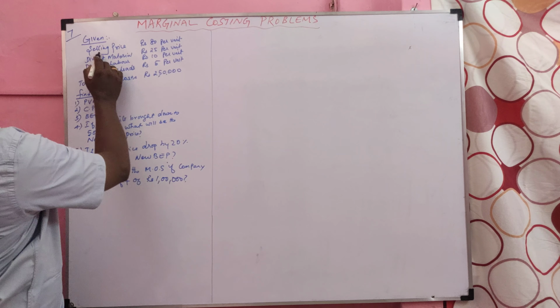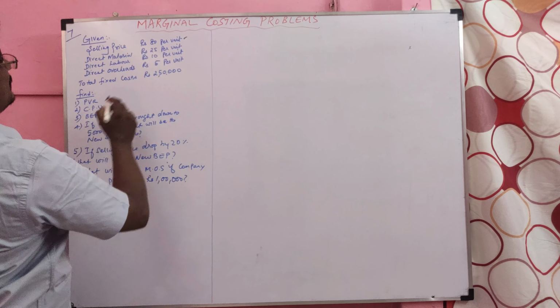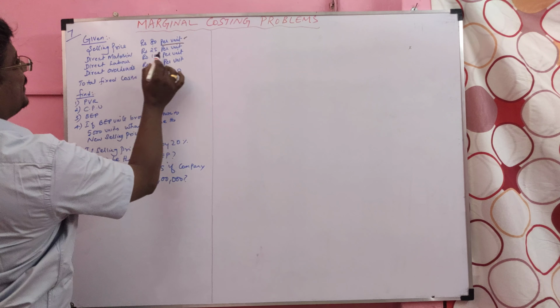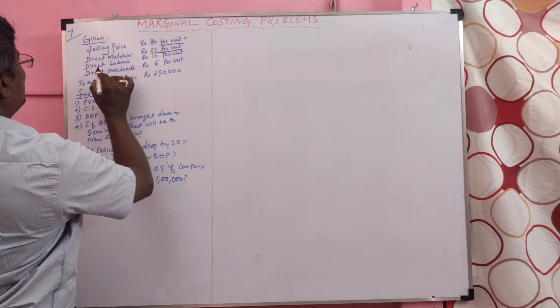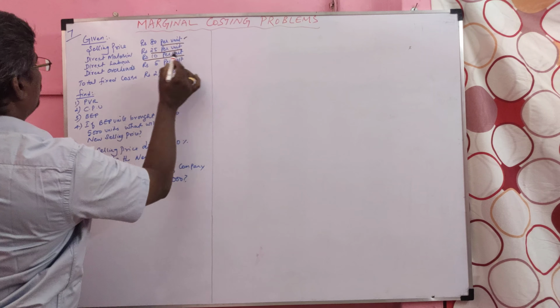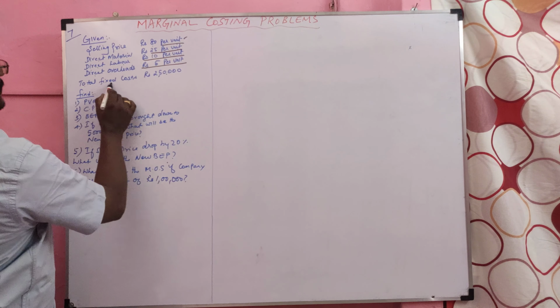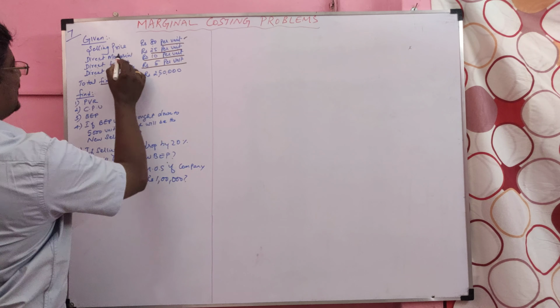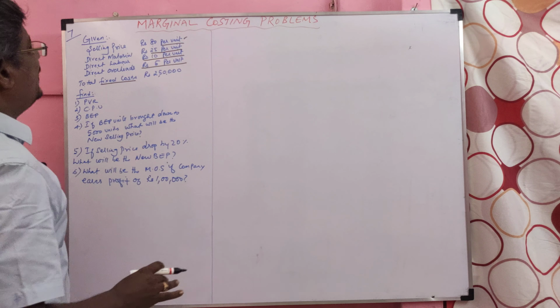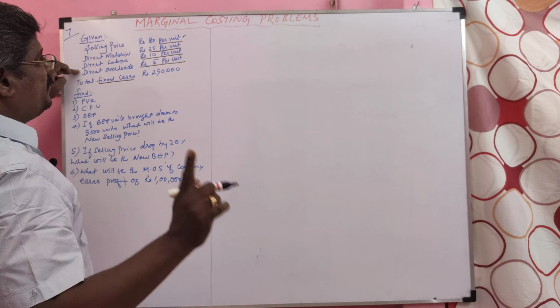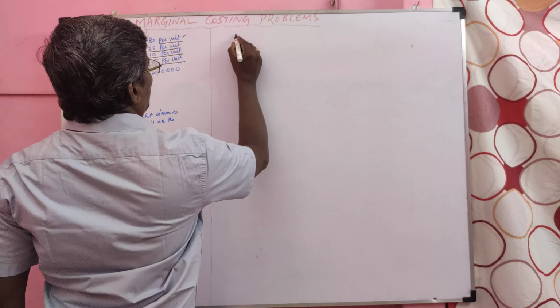Given selling price 80 per unit, direct material 25 per unit, direct labor 10 per unit, direct overhead 5 per unit. Total fixed cost. So this is fixed cost, others are variable cost. Here selling price per unit given, variable cost also per unit given. Now we can prepare statement of marginal costing.